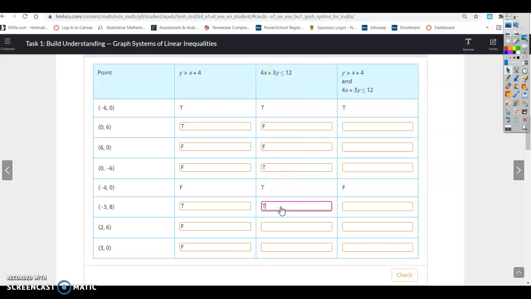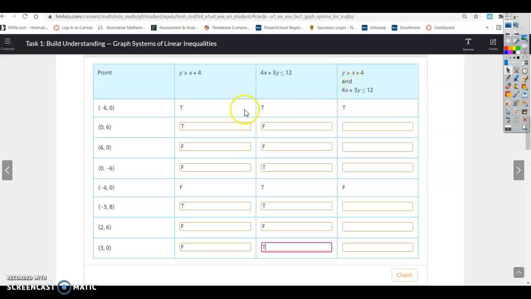And that one is true. And then 2, that gives us 8. 8 plus 18 is 26. Is that less than or equal to 12? This one is false. And then 12 plus 0, is that less than or equal to 12? That one is true. All right, now it says which one has true for both of these.